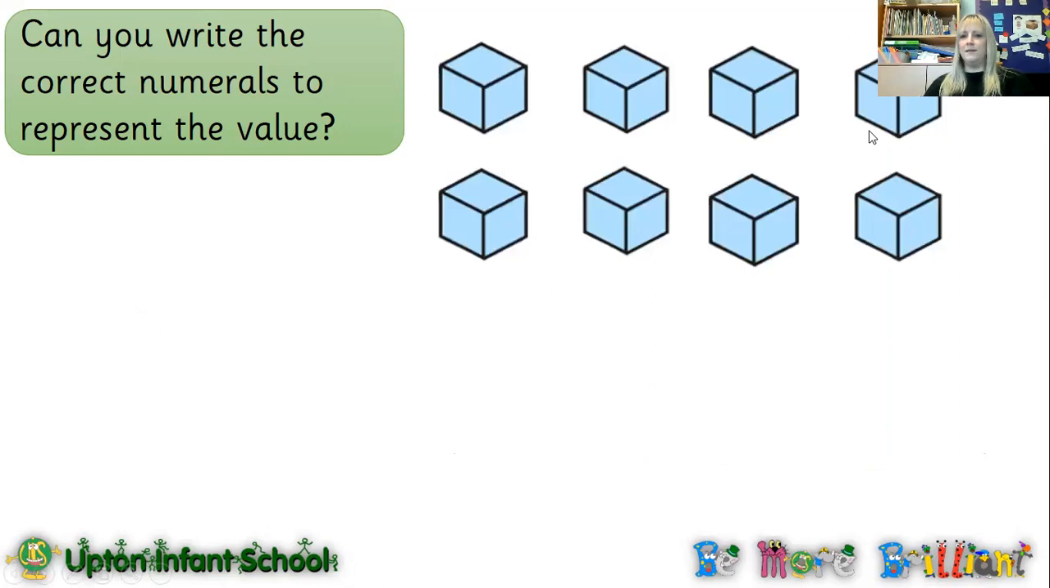Ooh, how many have we got this time? 10, 9, 8, 7, 6, 5, 4, 3, 2, 1, and 0. Did you get the number 8? Hopefully you did. This time we've got no sets of 10 whatsoever. We're only looking at our ones. So we didn't need to write anything on this side of this number today. We just needed the 8 to show that there are 8 ones.